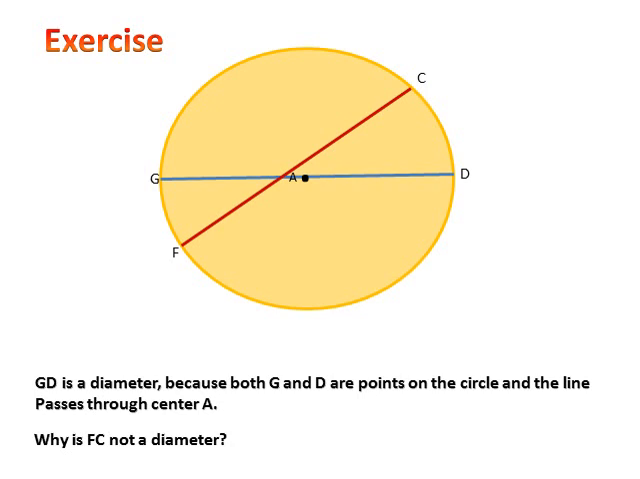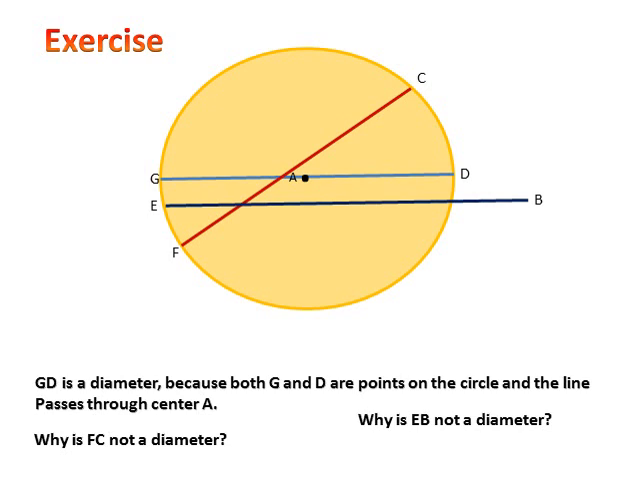It's really important for you to remember that a diameter consists of two points on the circle and a line connecting those two points, but that line must pass through the center. How about points E and B? We have a line EB. Why is EB not a diameter? E is a point on the circle, but B is not a point on the circle, and also it did not pass through point A. So EB is not a diameter of circle A.